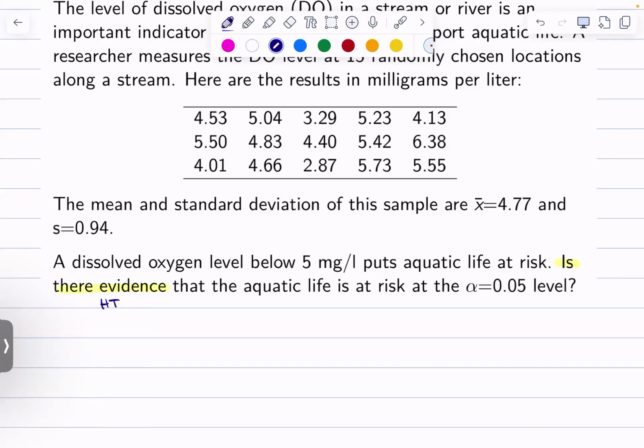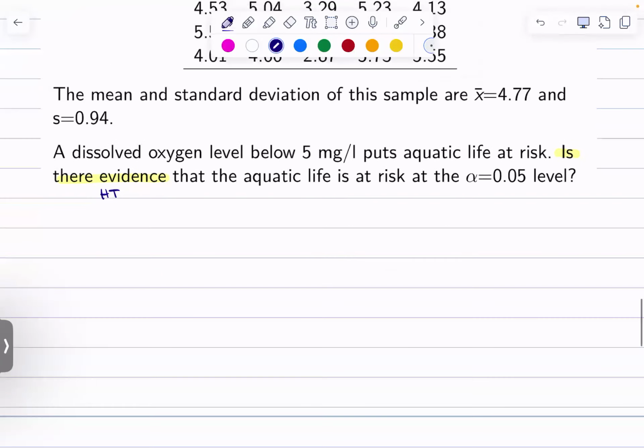Well, just for an example, let's check the conditions. I'll call it step 0. You don't really need to do it on the final exam, but here we are together, so why not check the conditions?